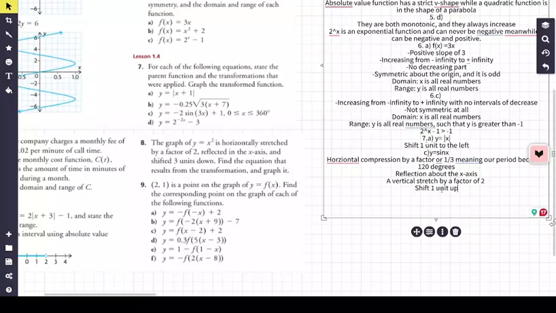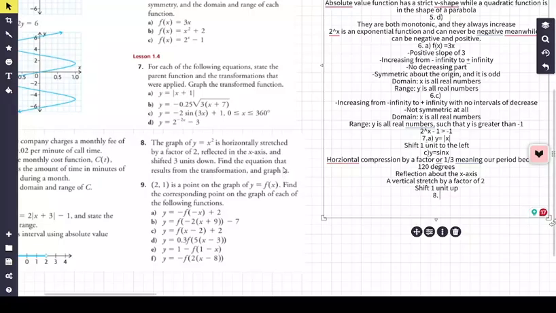Anyways, let's go ahead and move on to question number 8. The graph of y equals x squared is horizontally stretched by a factor of 2, reflected in the x-axis, and shifted 3 units down. Find the equation that results from the transformation, and you guys will be graphing it for me. Let's go ahead and do that. The graph of y equals x squared, we're really familiar with this. It's just a simple quadratic function.